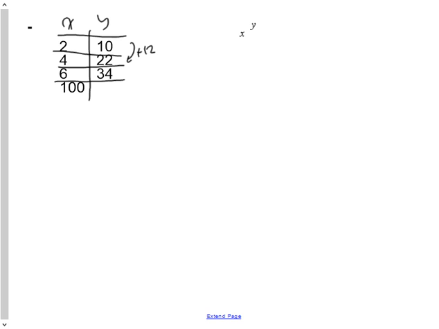Your next question, I better move these over. So now your ordered pairs are (2, 10), (4, 22), and (6, 34). Your difference here is adding 12, and your difference here is adding 2. 12, the difference in y, divided by the difference in x of 2, equals 6. So in my equation, 6 is your coefficient.